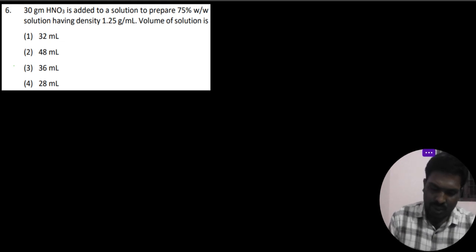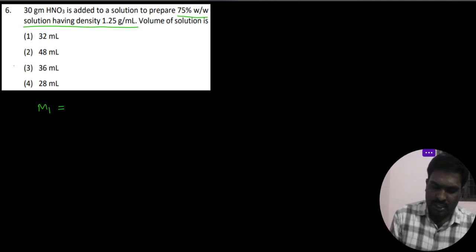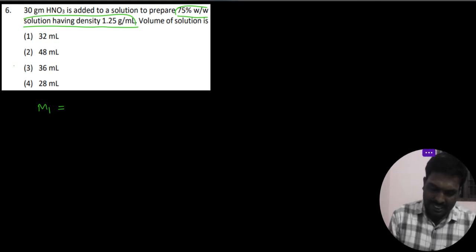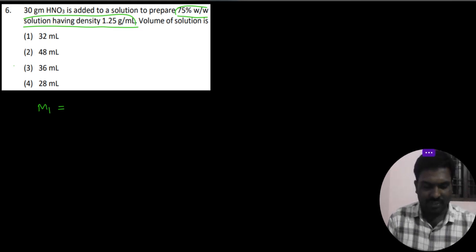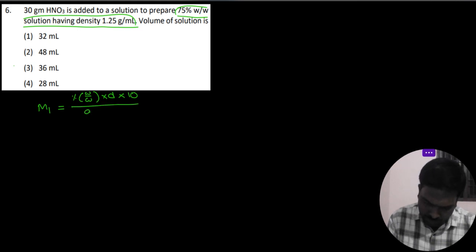From that we can calculate molarity. Now we can write molarity M1 equal to, so we can take this part: 75 percentage weight by weight solution having density 1.25 gram per ml. So percentage by mass is given, density is given, from that we can calculate molarity. So molarity equals percentage by mass, or percentage weight by weight, into density into 10, by gram molecular weight of solute.